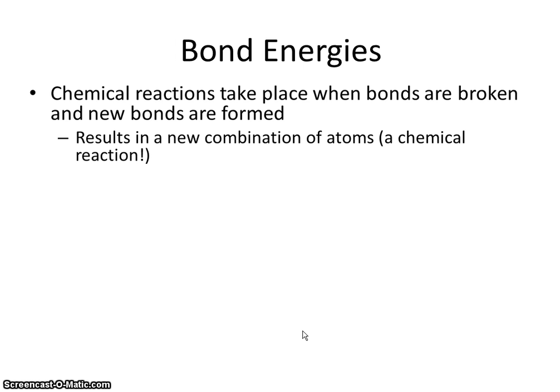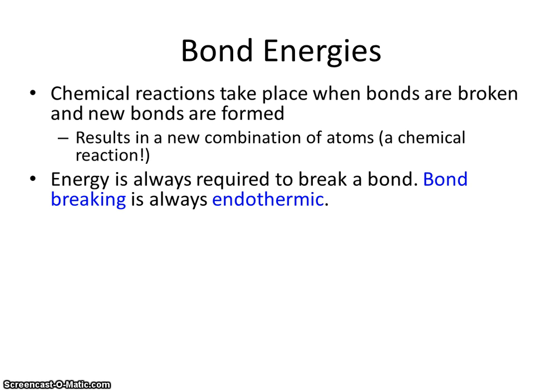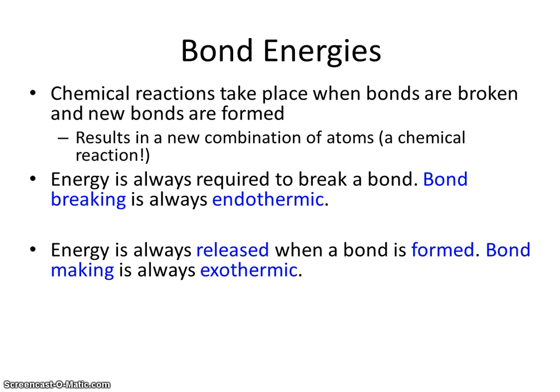So, if you recall, chemical reactions take place when bonds are broken and new bonds are formed, and this results in new combinations of atoms. Of course, we call those chemical reactions. One thing you must realize is that it always takes energy to break a bond. That's an endothermic process. Bonds represent stability, so it takes energy to break them. Conversely, when bonds are formed, energy is released because bonds represent lower energy states and more stability. So breaking bonds costs energy, forming bonds releases energy.